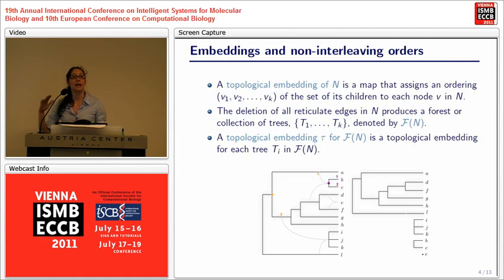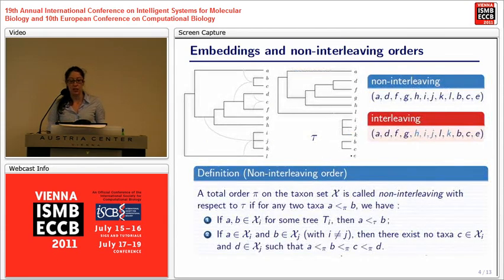So I tell you exactly how the nodes in each tree have to be ordered, but I don't tell you how the trees are ordered with respect to one another. Okay, so this is a topological embedding. This is, I think, the most important definition of this talk: the concept of a non-interleaving order.